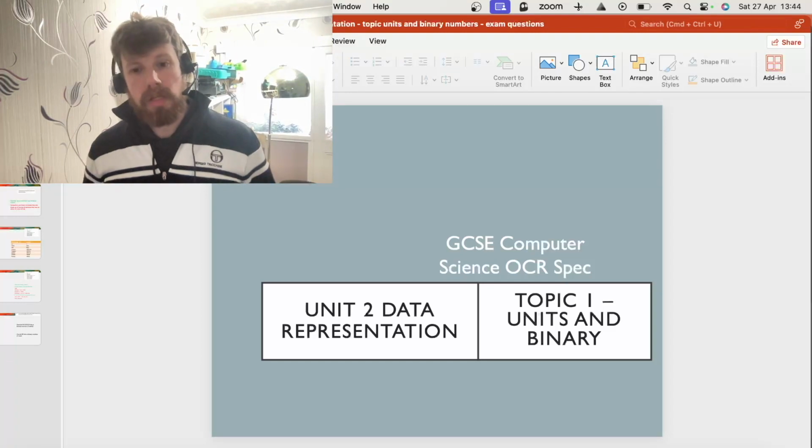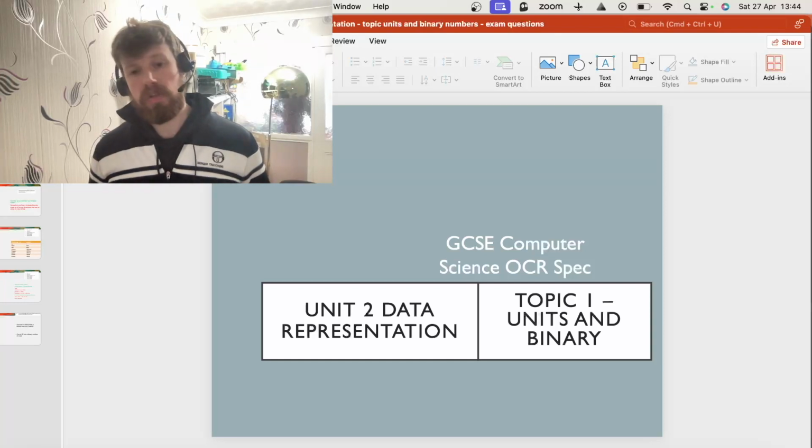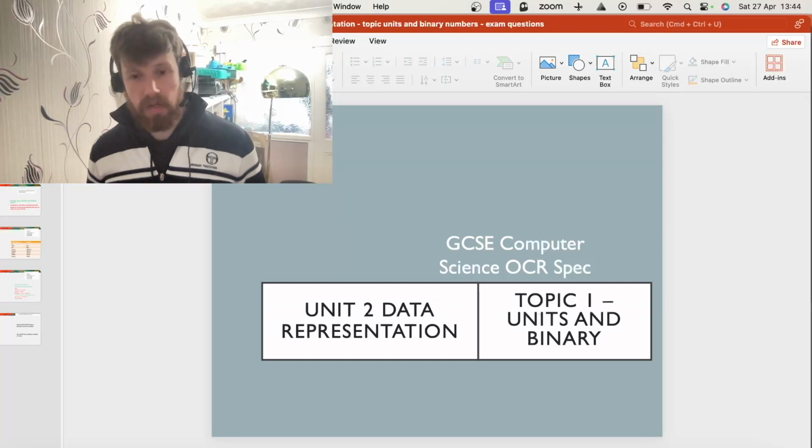Hello everybody. Today's topic is all going to be looking at units and binary, and this is going to be a new unit which is data representation. This is to do with the OCR GCSE computer science course.